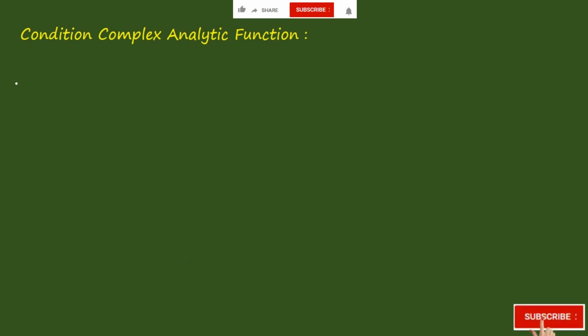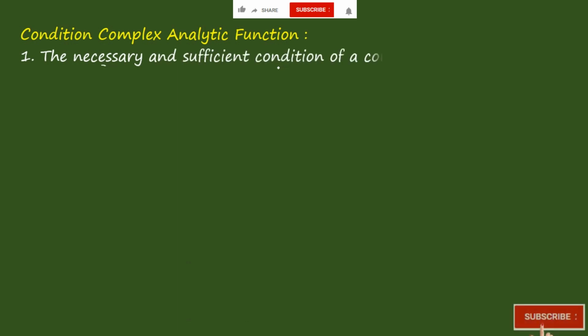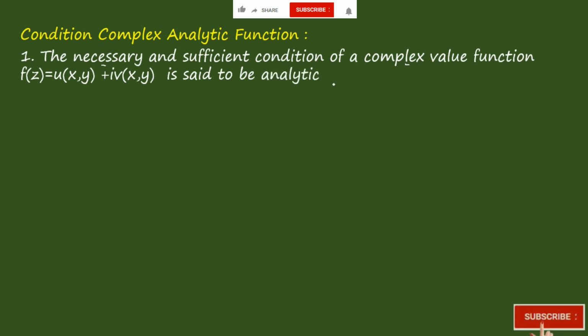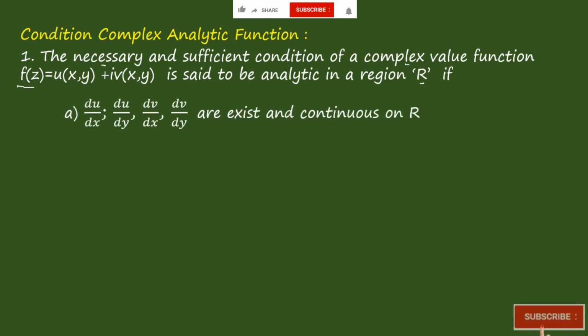Now we'll be looking at the conditions of a complex analytic function. The necessary and sufficient conditions for a complex valued function f of z equal to u of x comma y plus i v of x comma y to be analytic in a region R are as follows. Given a function in u plus iv format, where u and v are functions of x comma y, the first condition is that the partial derivatives of u and v with respect to x and y should exist, and they should be continuous on the region R.